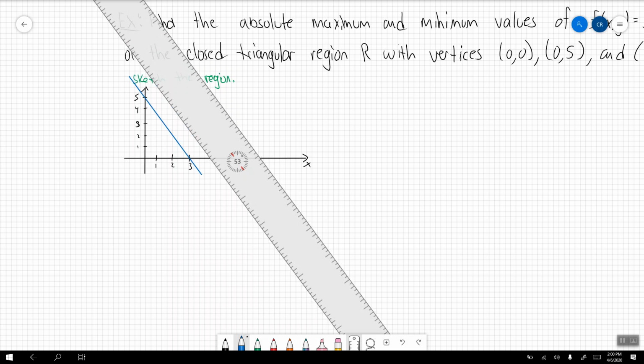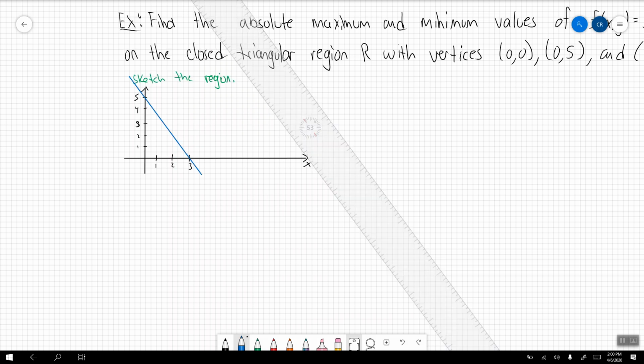All right, there we go. And it went from here to here. So this is the region that we are focusing on. There we are.